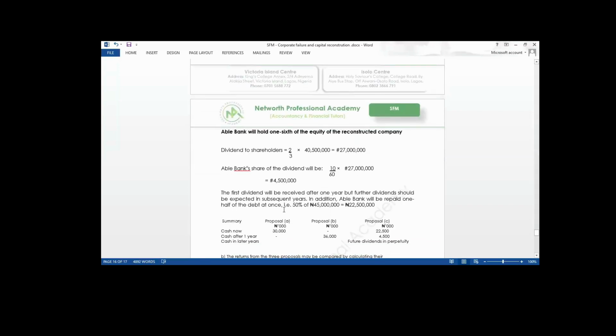The first dividend will be received after 1 year. Further dividends should be expected in subsequent years.